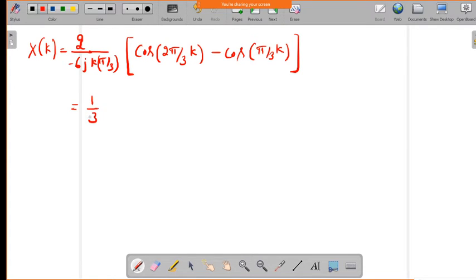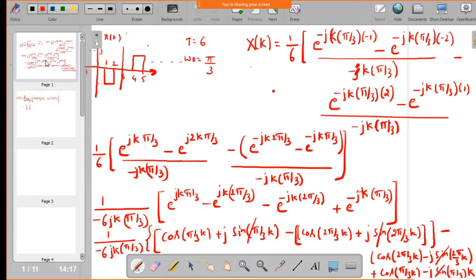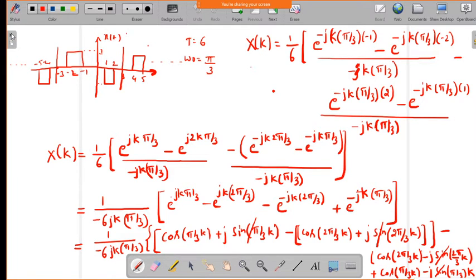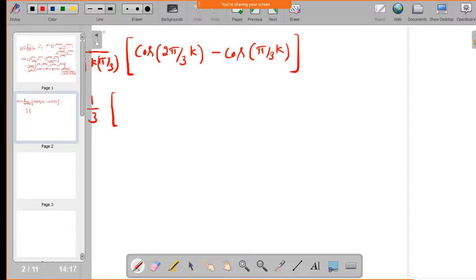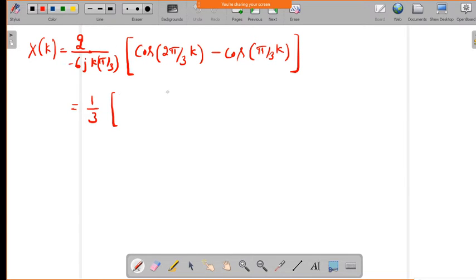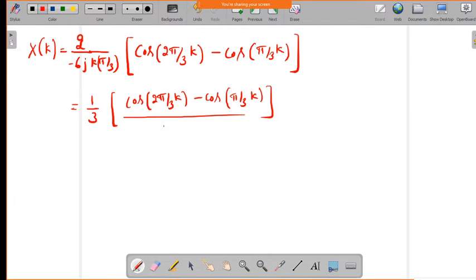And you will get 1 over 3 into this. The minus from the earlier expression, if you interchange these terms and rearrange, will become positive, and finally you will get this answer: 1/3 into cos of (2π/3)k minus cos of (π/3)k, divided by jkπ/3. Okay, so this is your X[k], so you will get the final expression.